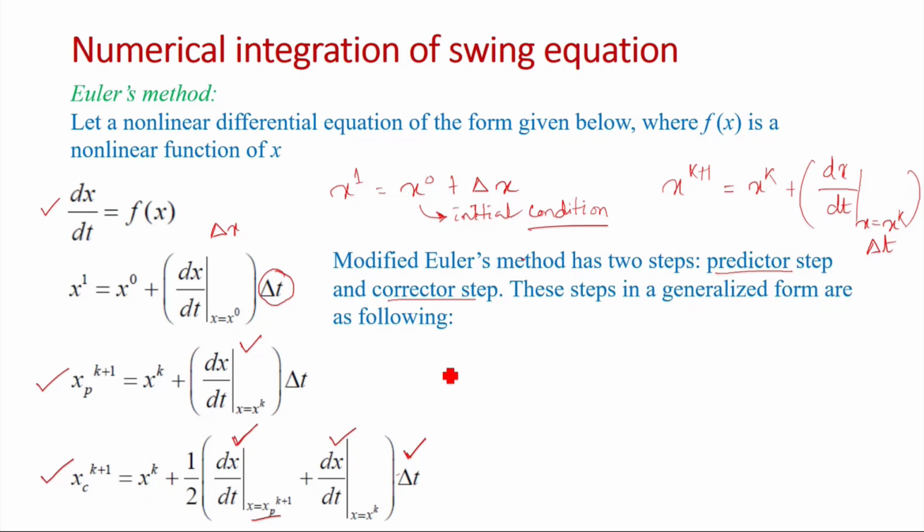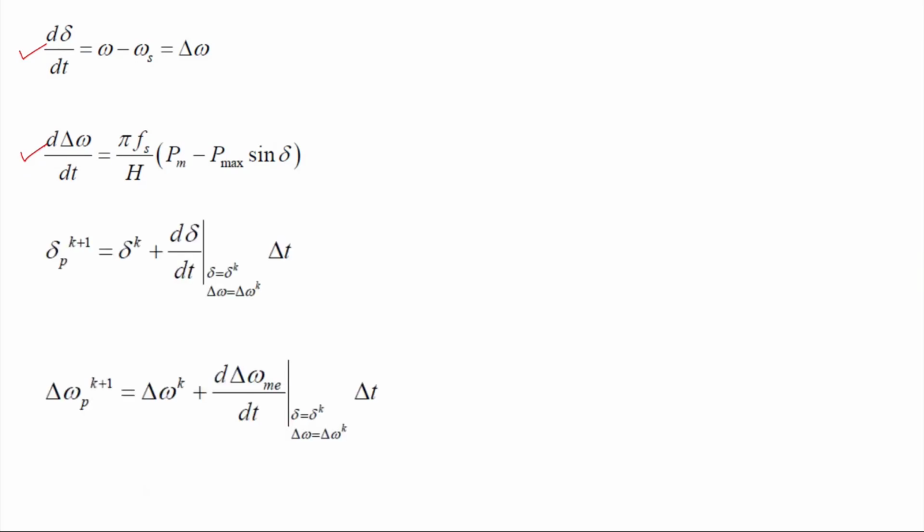Okay. So then let us find for the swing equation. This is your swing equation. This is first equation. This is your second equation. Now if we apply the modified Euler method to swing equation, these two equations involving the dynamics of the classical model of the power system, that is single machine infinite bus system.